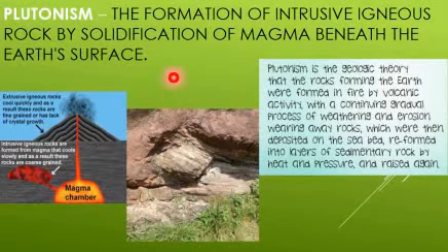Plutonism, meaning it is the formation of intrusive igneous rock by solidification of magma beneath the Earth's surface. So, ibig sabihin, yung tawag pala sa process, yung general term pala dun sa pag-create ng intrusive igneous rock ay plutonism. Bakit siya tinawag as plutonism?